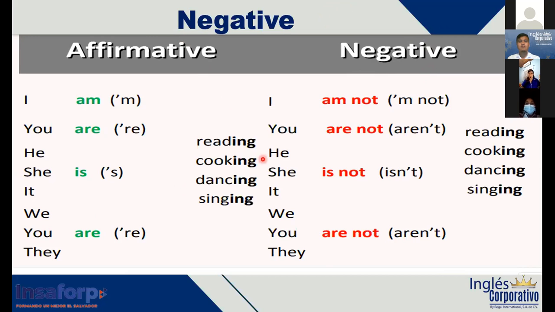I am not reading. I'm not reading. You are not reading. You aren't reading. He is not reading. He isn't cooking. She is not... She's not. Okay, cool. Go ahead.